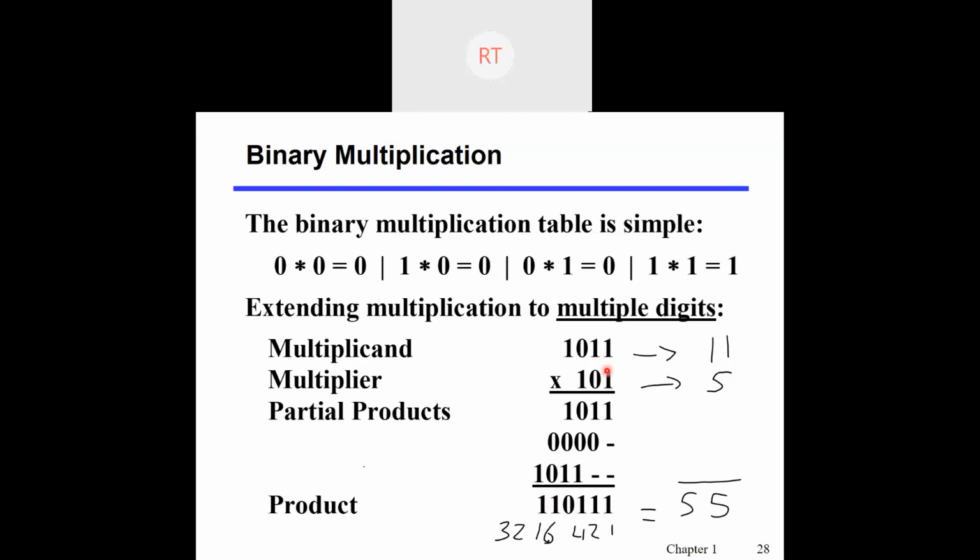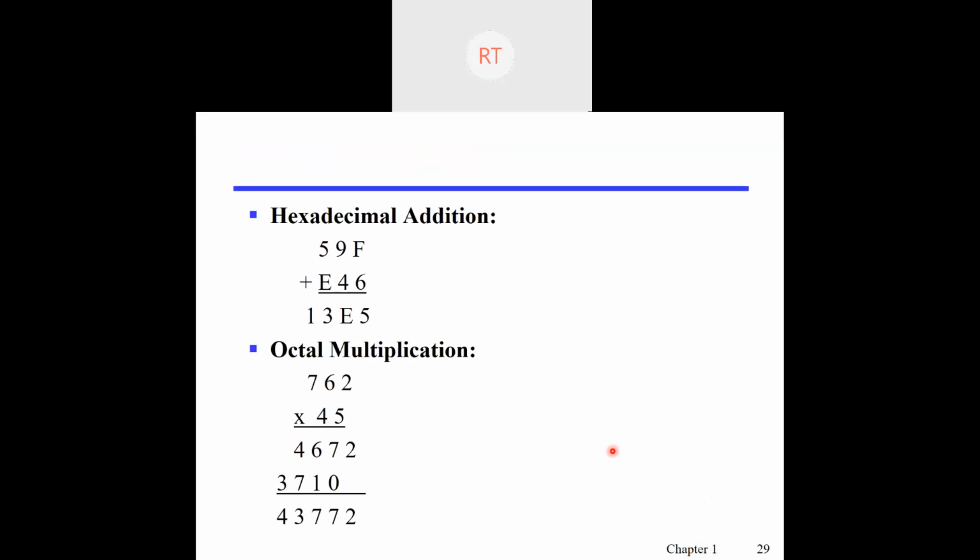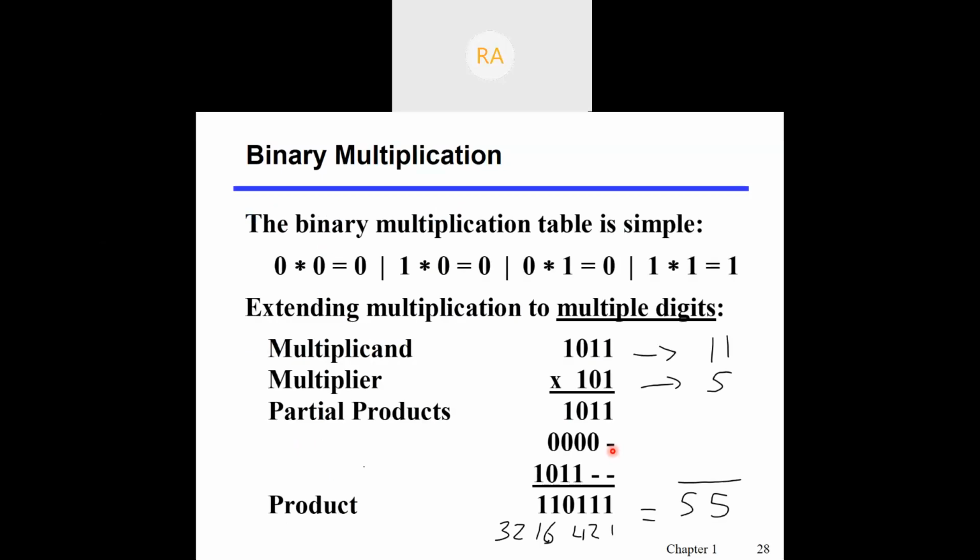You multiply this digit by the number, this digit by the number, and this digit by the multiplicand. But you have to make sure you shift. If you do not shift, you get a wrong answer. Okay? Yes, this is in binary.